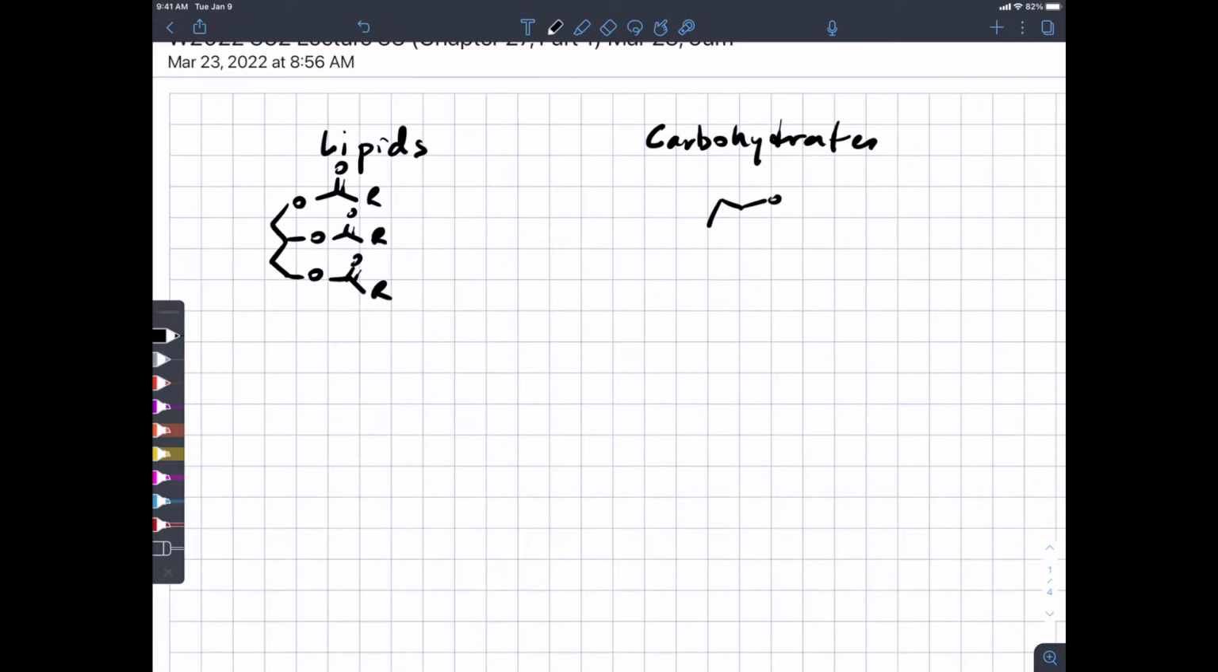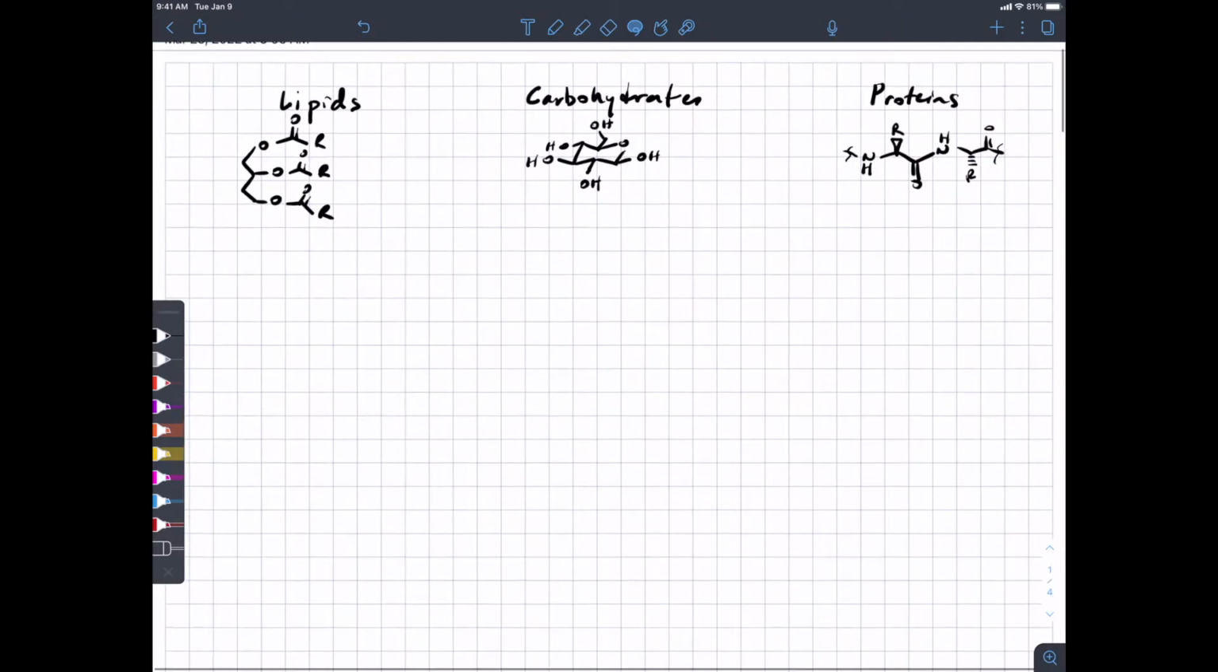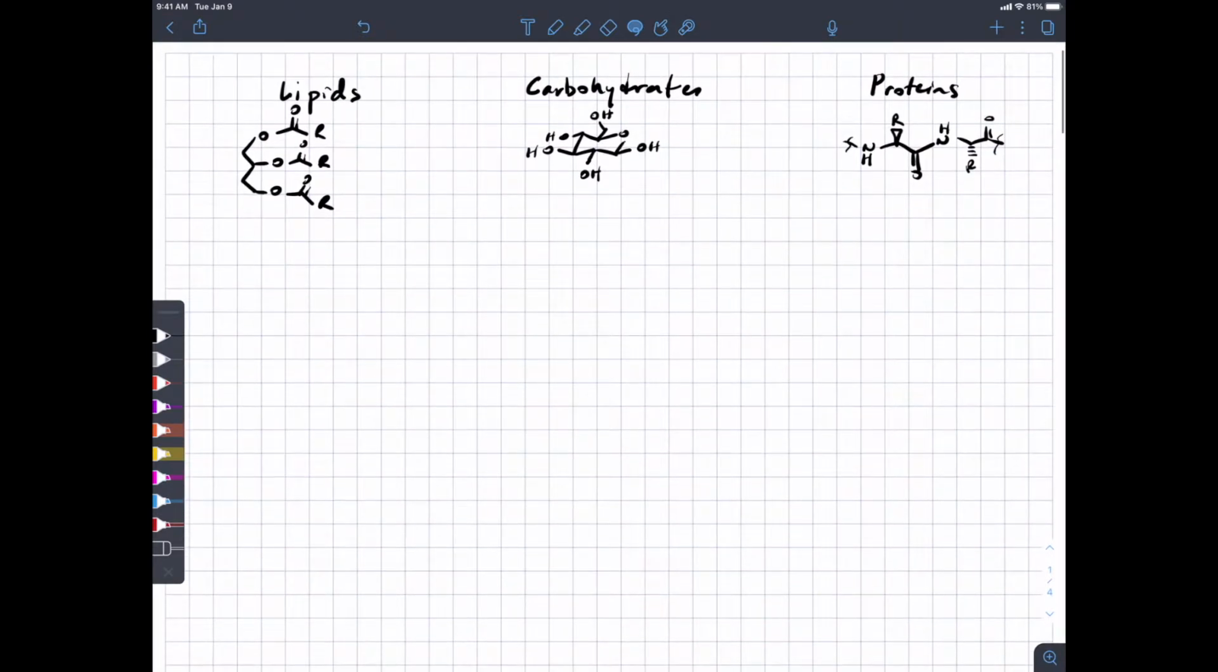You have carbohydrates, so we can draw one of the anomers of glucose, and of course, most of the carbohydrates we eat are polysaccharides, like starch. And then you have proteins, which are polymers of amino acids with various side chain groups and amide bonds linking them. The pathway for getting energy from each of these groups starts in different places, but ultimately ends up in the same place.